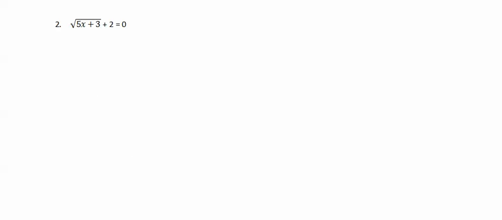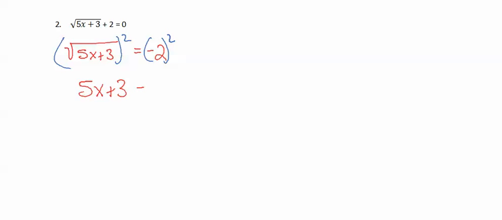In example number 2, I have the square root of 5x plus 3 plus 2 equals 0. And again, like I mentioned, you want to isolate the square root before you do any squaring. So what I'll do is subtract 2 from both sides, and I'll get the square root of 5x plus 3 equals negative 2. Again, to cancel out the square root, I square both sides, and I'm left with 5x plus 3 equals 4. I subtract 3 and get 1/5.